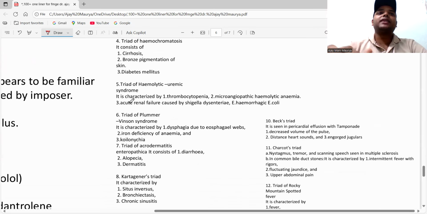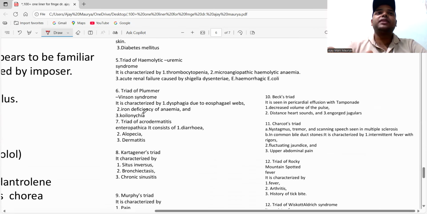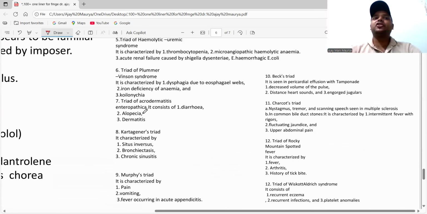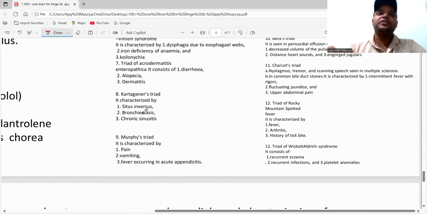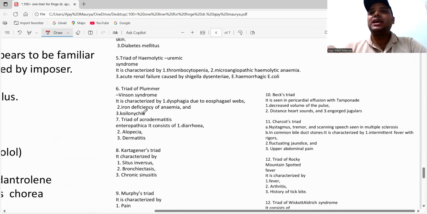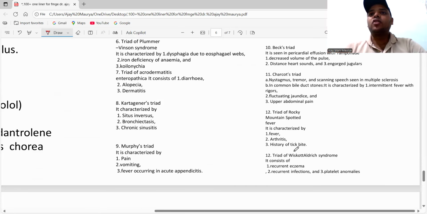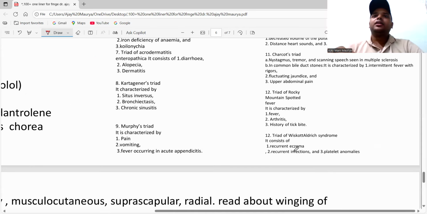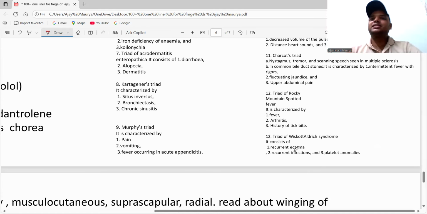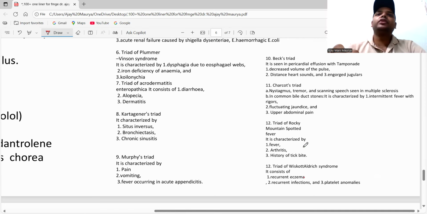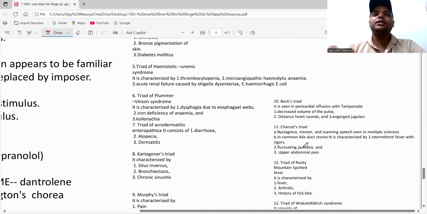Okay. Next, triad of hemolytic uremic syndrome, triad of hepatopulmonary Wilson syndrome, triad of acrodermatitis, cardiogenic triad, Murphy's triad, Beck's triad, Charcot triad, triad of Rocky Mountain spotted fever, triad of Wiskott-Aldrich syndrome. Aldrich means what? Itching. It means there is a what? Eczema. Okay. These are some important triads to master, guys.